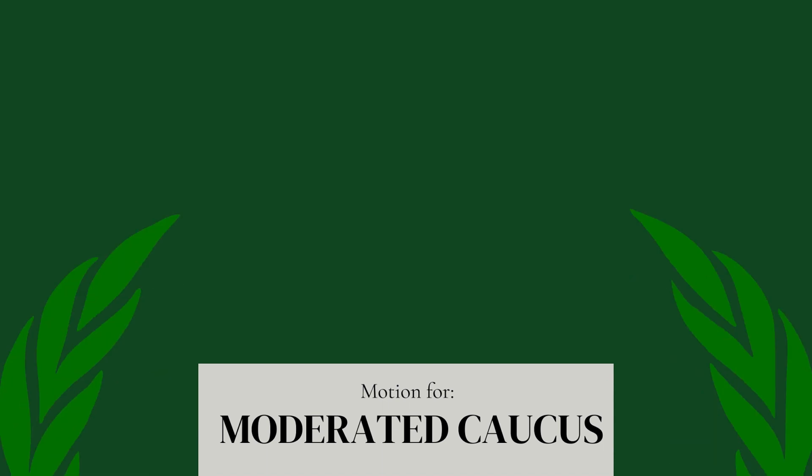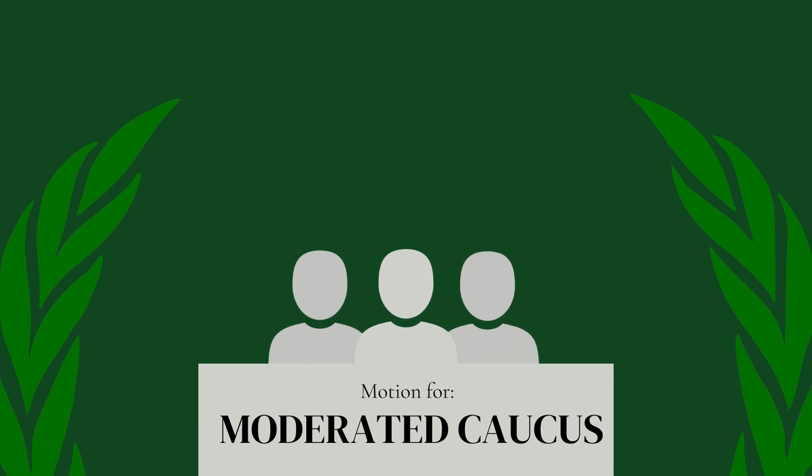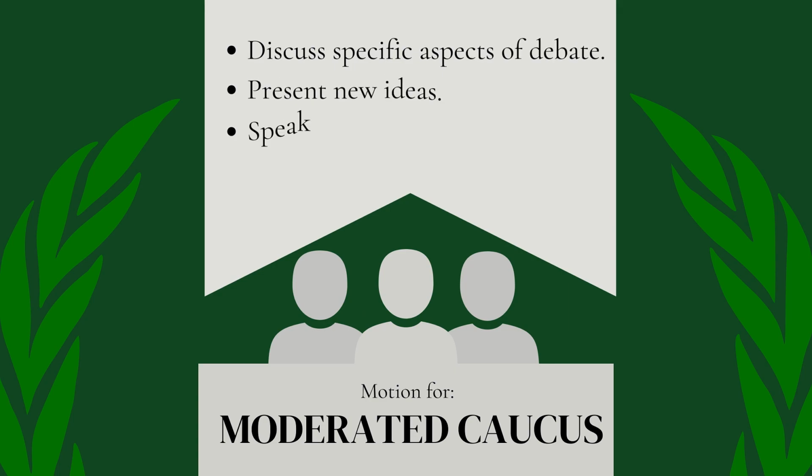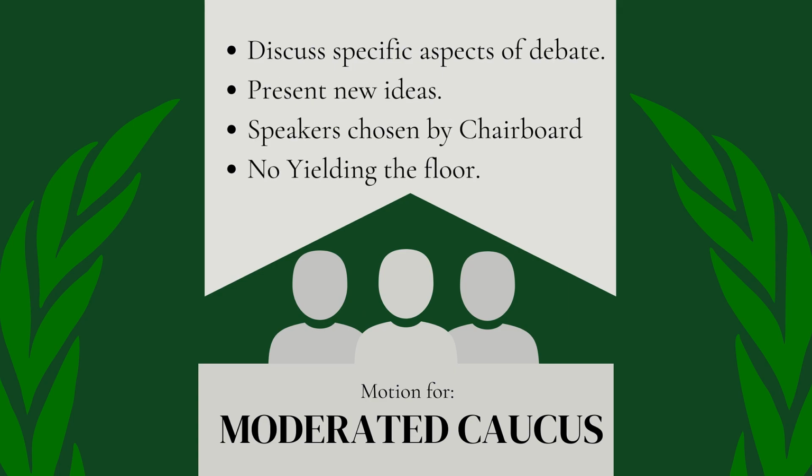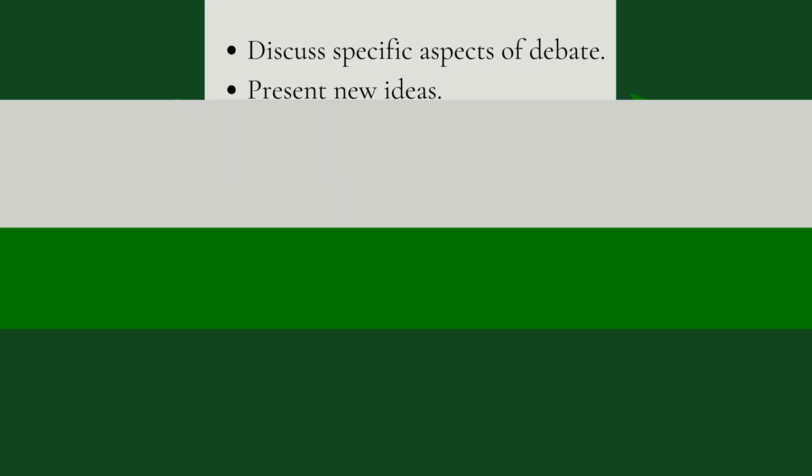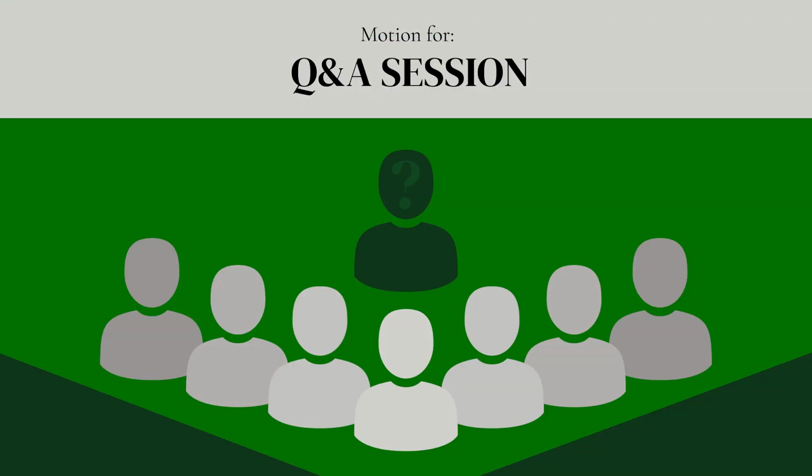Moderated caucus is used to discuss specific aspects of the debate, present new ideas. Speakers in a moderated caucus are chosen by the chairboard. There is no yielding floor. Next, we have the Q&A session, which, as the name suggests, is a series of questions and answers. A delegate can propose this in order to have the whole committee ask questions to a specific delegate or representative. In alphabetical order, all delegates may ask 1 or 2 questions.